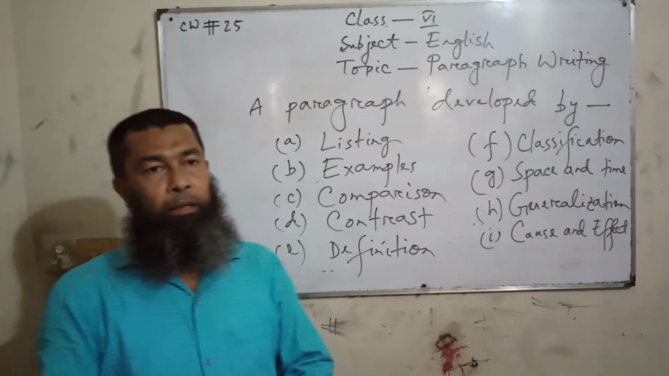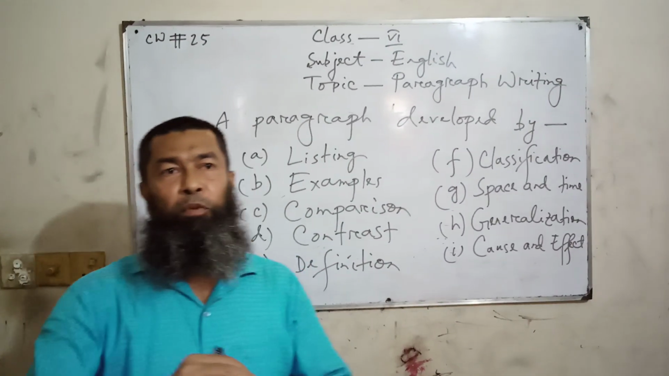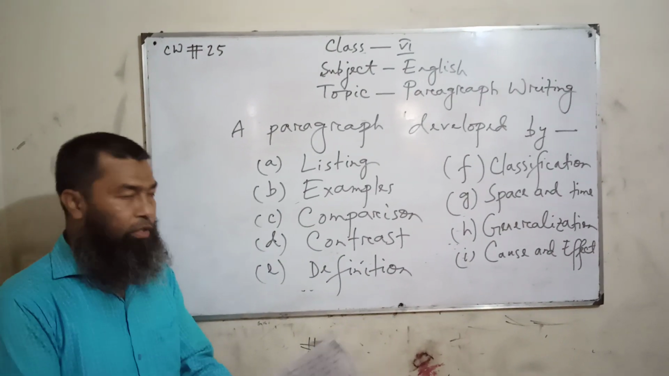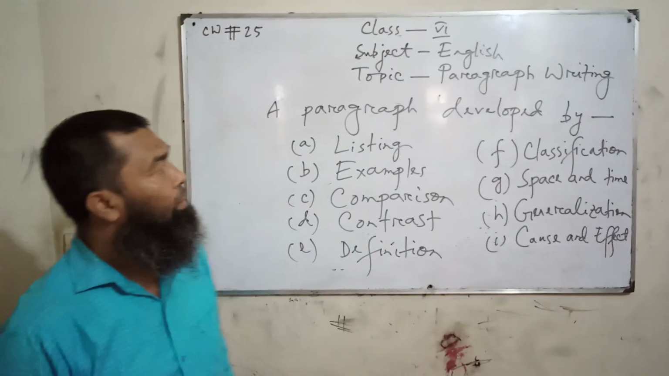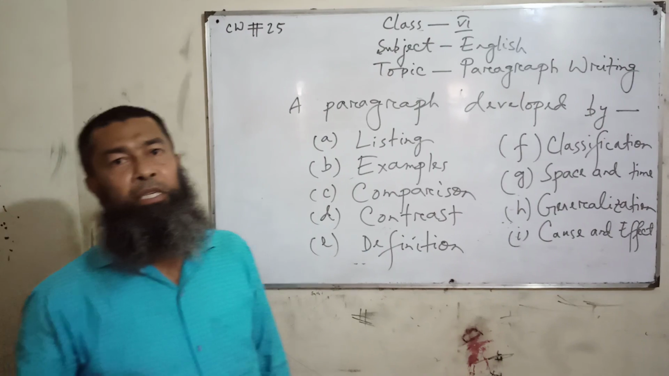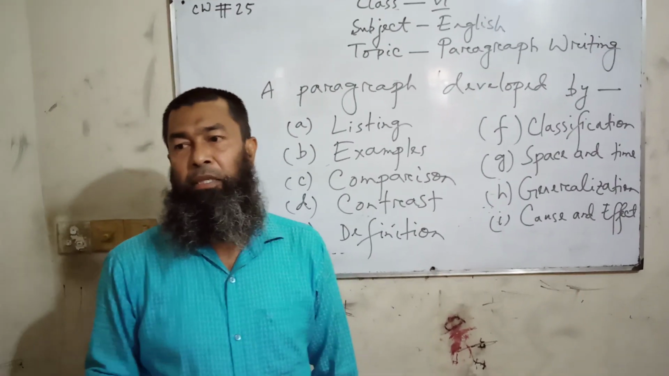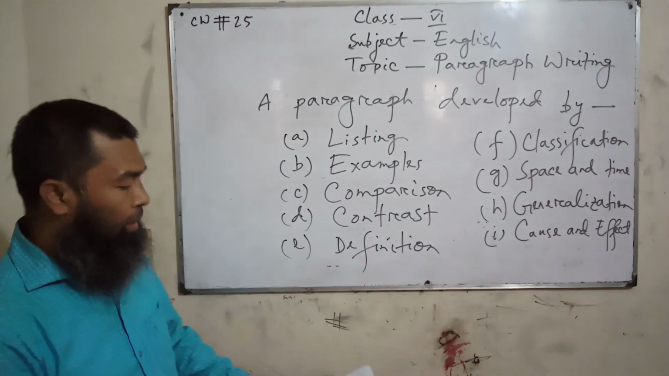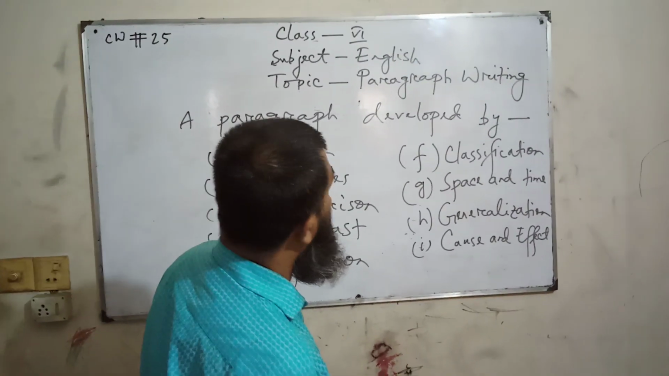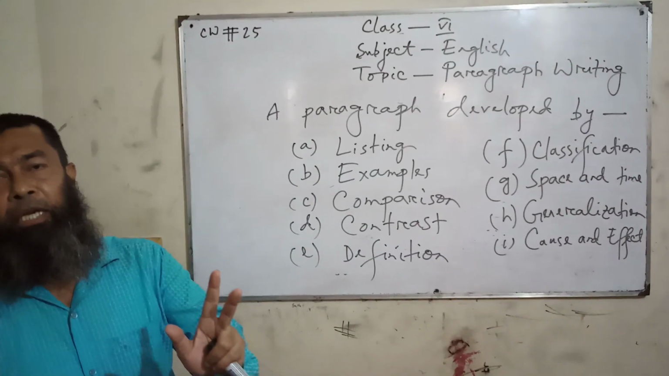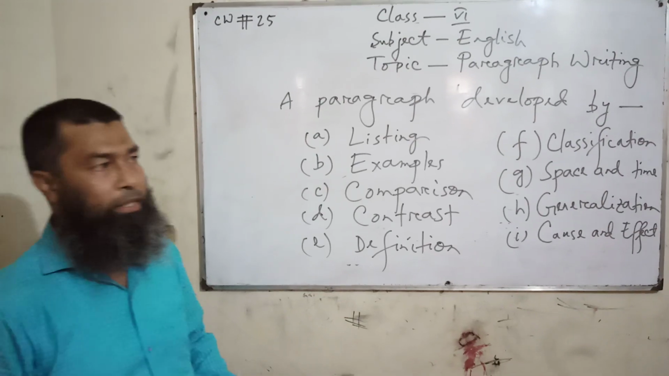Okay. Then there are some points to be remembered at the time of writing paragraph. You should keep some points in your mind. First of all, your paragraph should be written in a single para. It should not be 2 or 3 paras. It should be only 1 para. Then sentences of the paragraph should be written side by side, not para-wise.